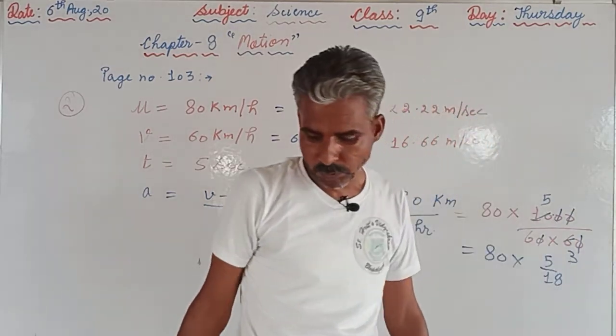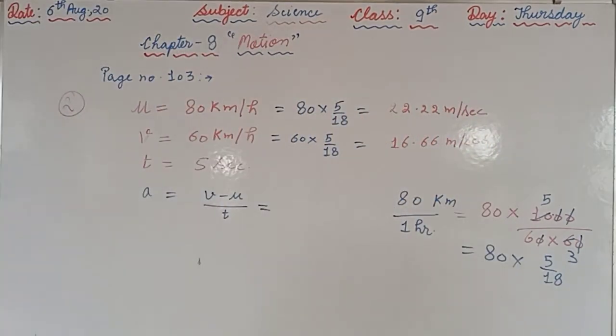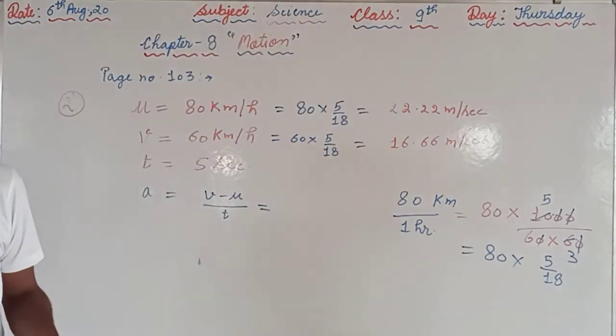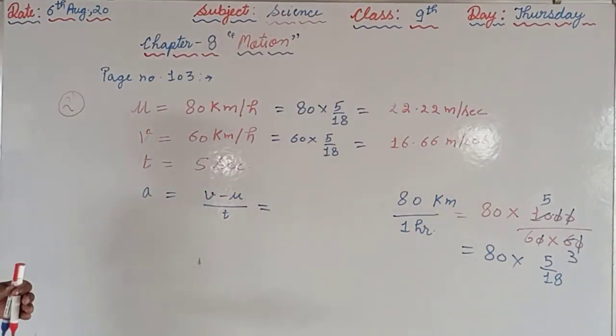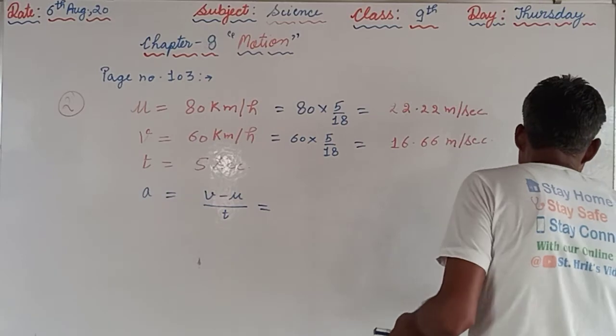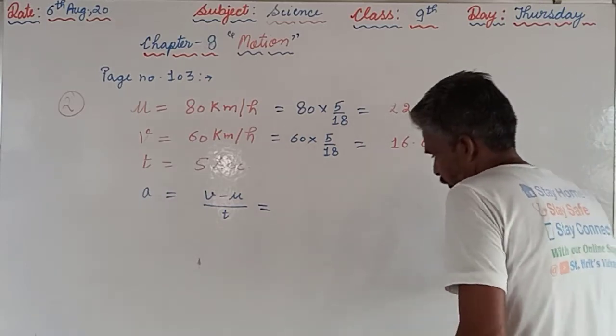So if we are supposed to convert kilometer per hour into meter per second, then we are supposed to multiply by 5 by 18, and if we are supposed to convert meter per second into kilometer per hour, then we are supposed to multiply that number by 18 by 5. So this is the fact from where that 5 upon 18 came. Now we should again concentrate on the numerical.